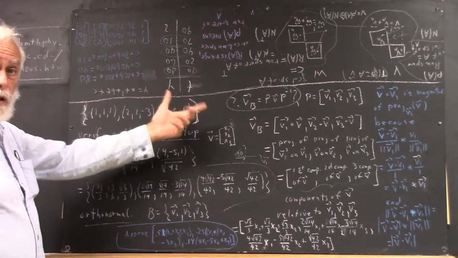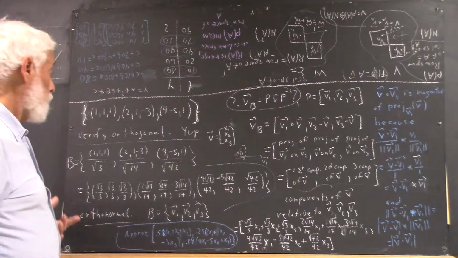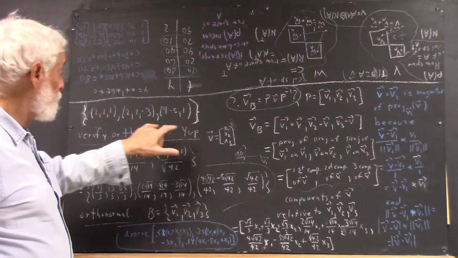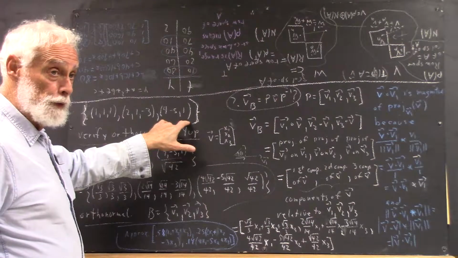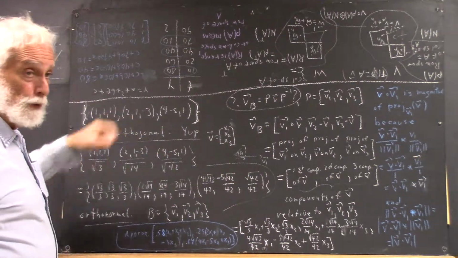We're given this set and asked to verify that it's orthogonal. Well, it's clearly orthogonal. The dot product of this with this is 0, this with this is 0, and this with this is 0, and that's trivial to calculate. So I'll say, yep, it's orthogonal.